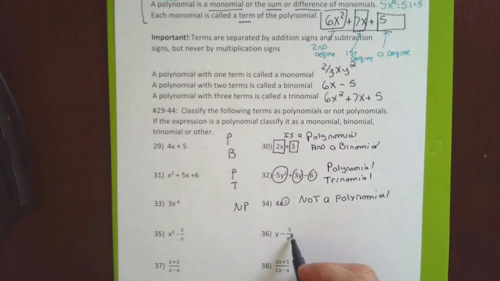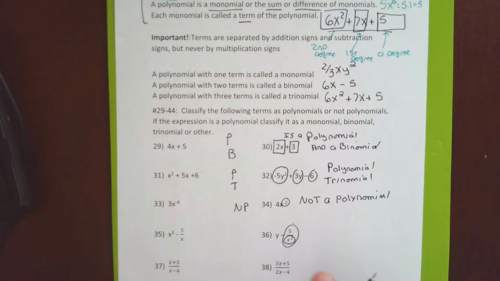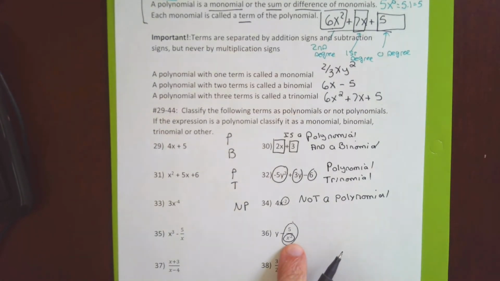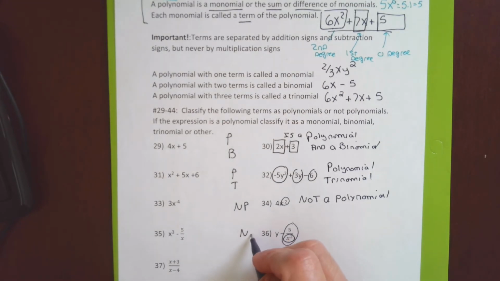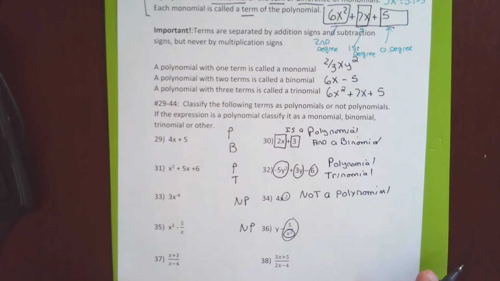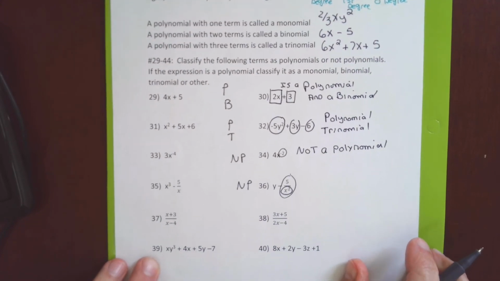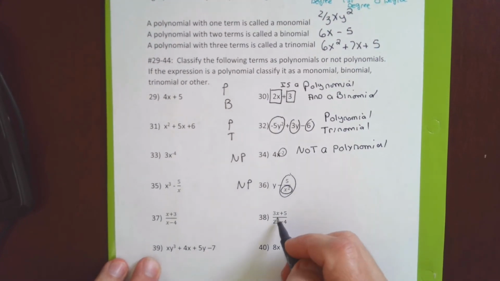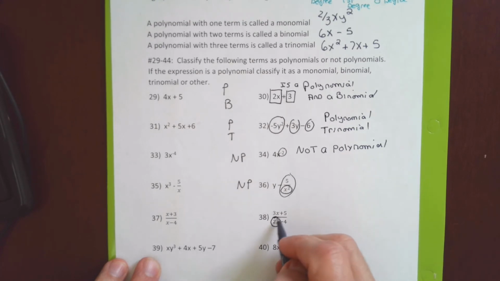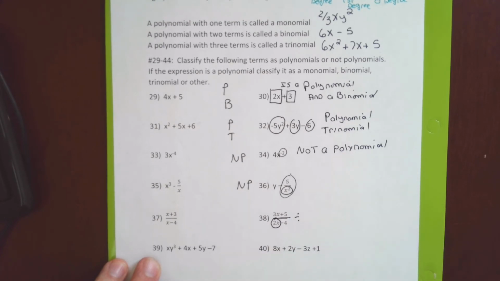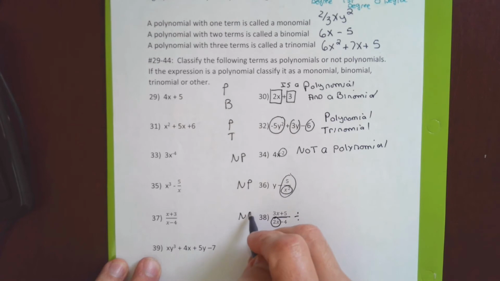Similarly, 36 isn't a polynomial because this term right here isn't a monomial. Monomials can't have letters in denominators. So for my answer, I might just say not a polynomial. Because it's not a polynomial, I can't really call it a binomial. 38 has a letter in the denominator and it has division. You can't have division in a problem that is a polynomial. You can't have letters in a denominator, so that's not a polynomial.